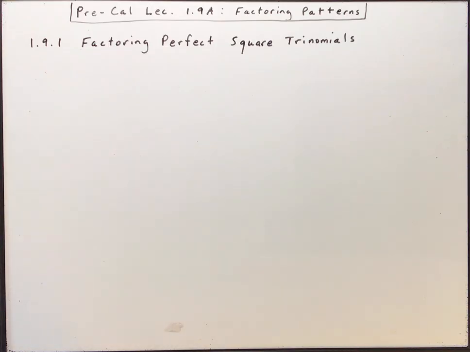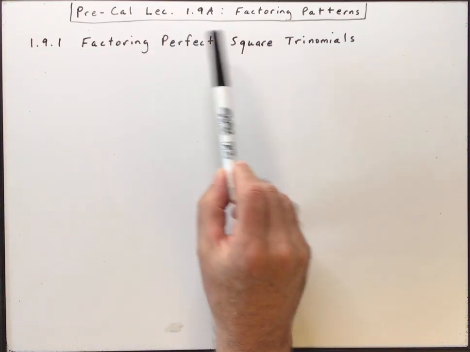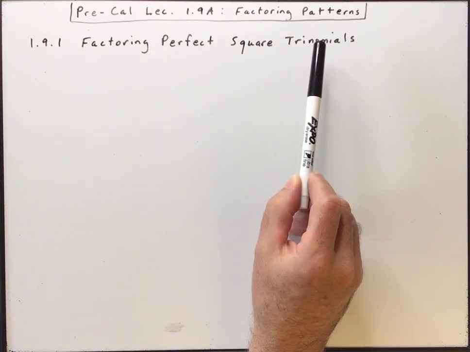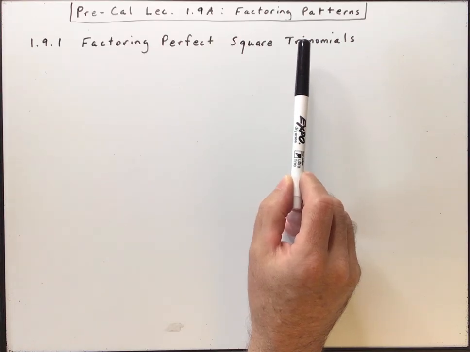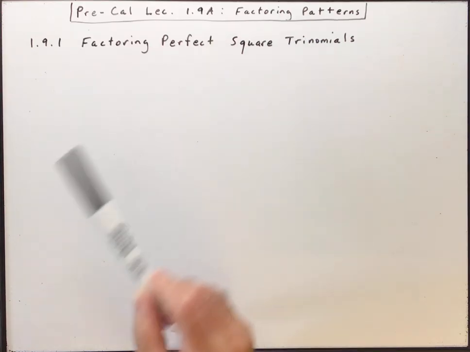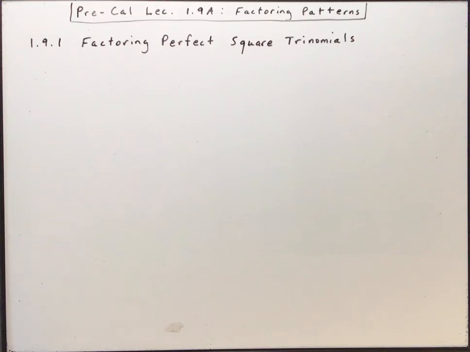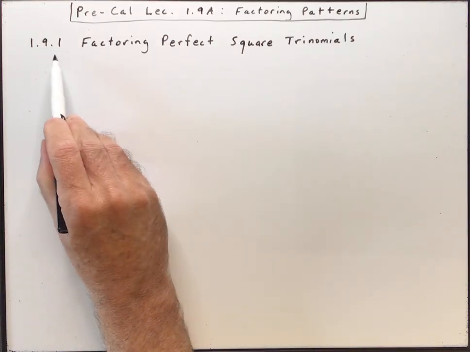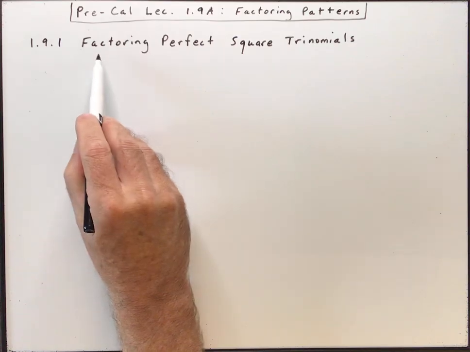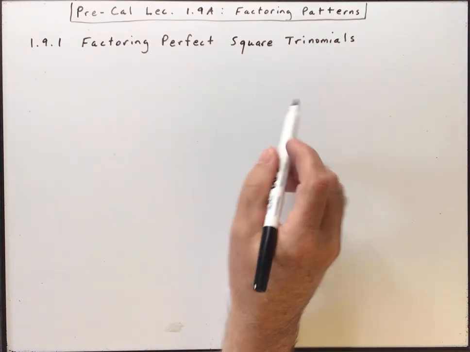This is Section 1.9, which is about factoring patterns. This is a short little lecture that we will continue with 1.9b in the next one. Section 1.9.1 is called Factoring Perfect Square Trinomials.